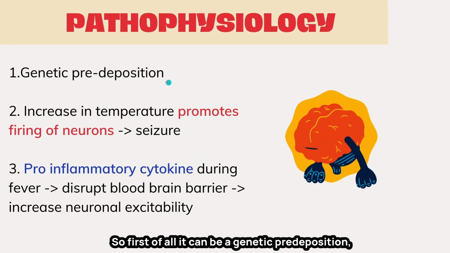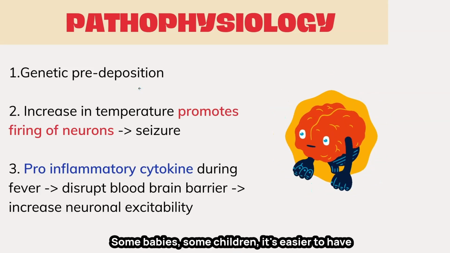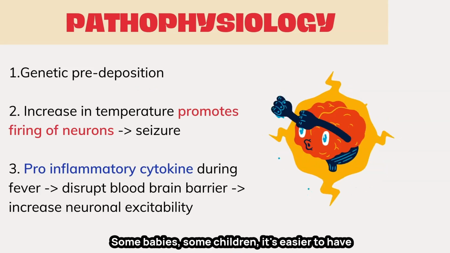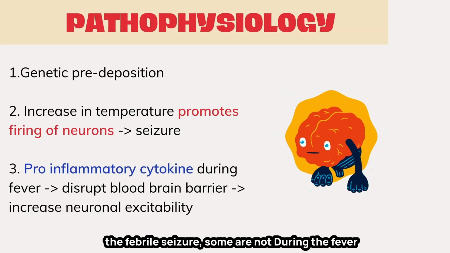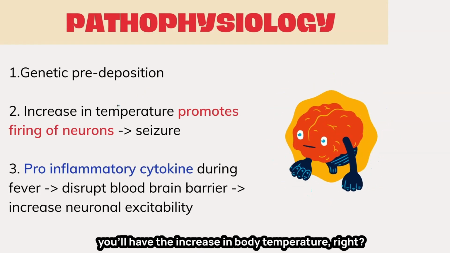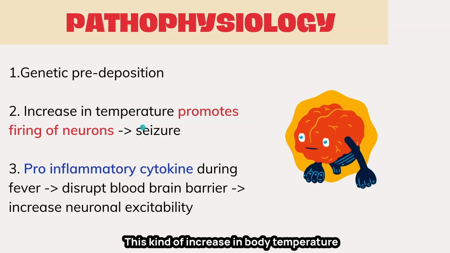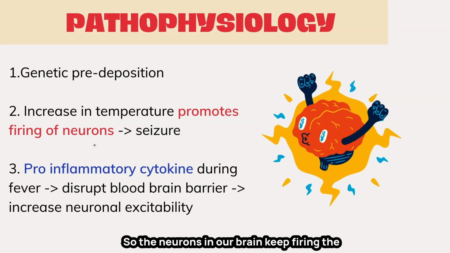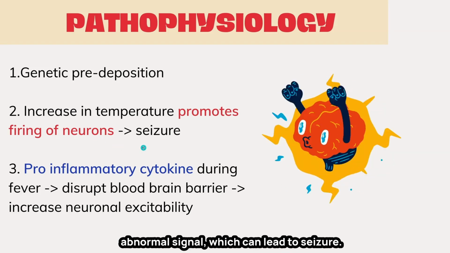So first of all, it can be a genetic predisposition, which means it's due to the genes. Some babies, some children, it's easier to have the febrile seizure, some are not. During the fever, you will have an increase in body temperature, right? This increase in body temperature can promote the firing of the neurons. So the neurons in our brain keep firing abnormal signals, which can lead to seizure.